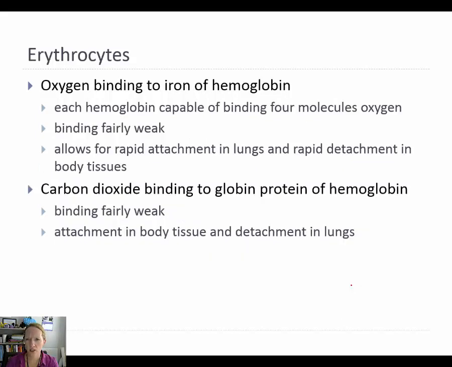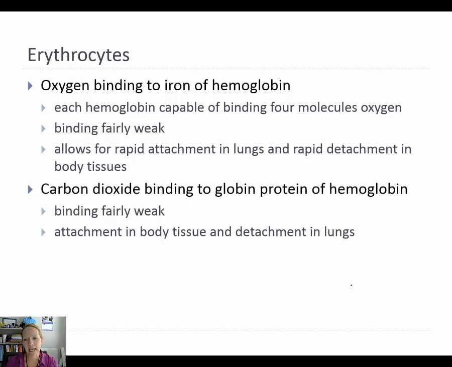So we already talked about oxygen binding. Where do we get oxygen? Lungs, right? The red blood cells are going to move through the blood vessels and go to our lungs. That's where it picks up the oxygen. And then it's going to deliver it to all the different body tissues. So it needs to be able to rapidly detach.